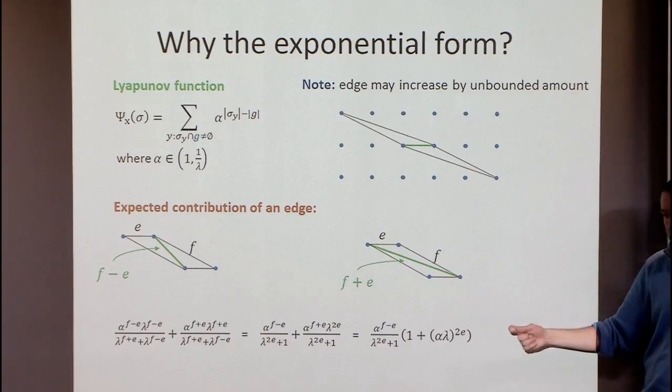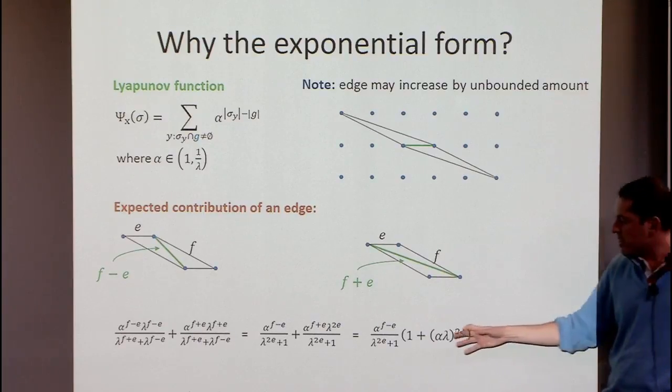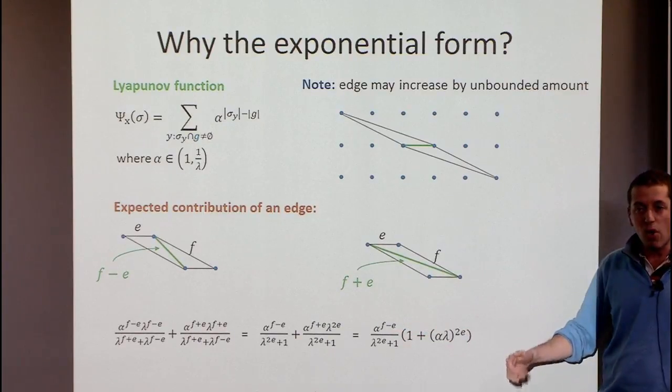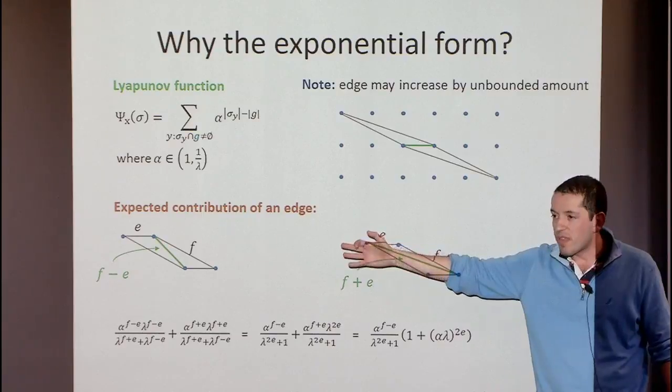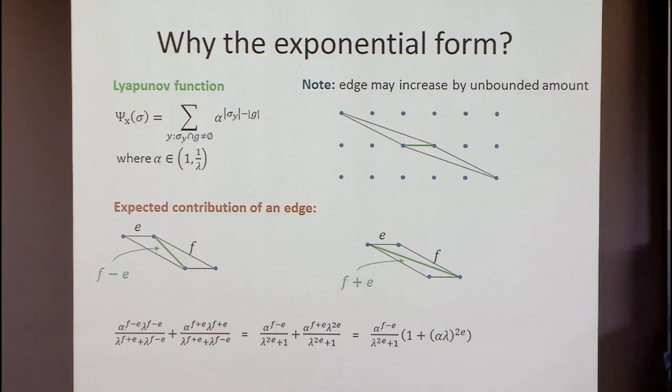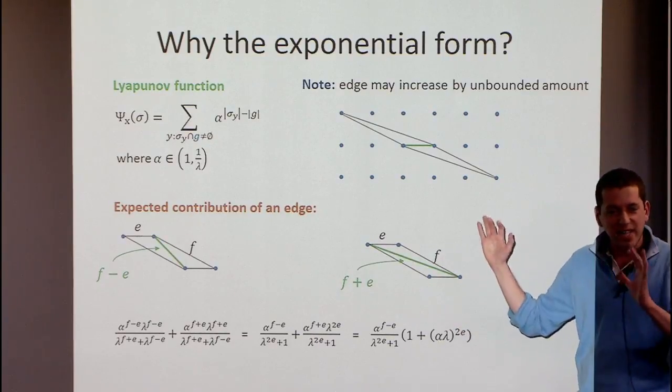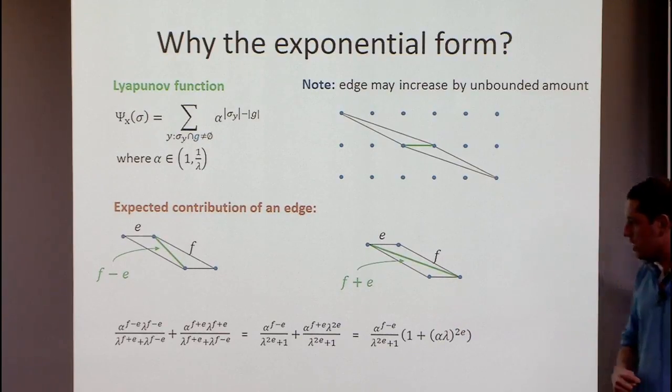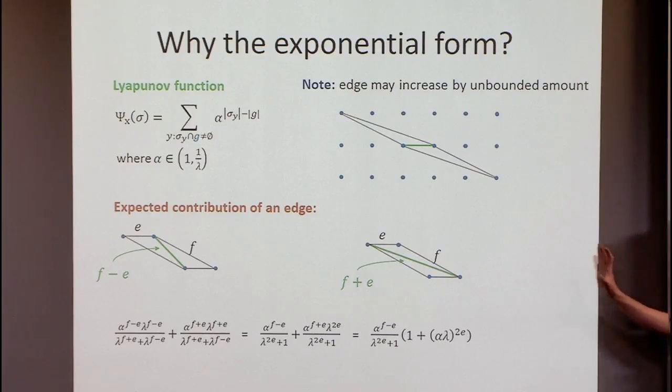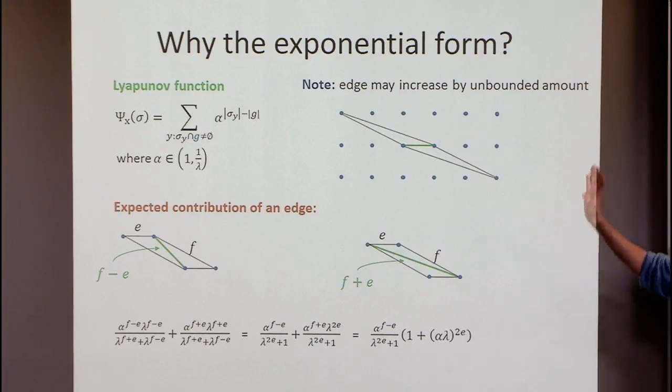So what it says is that this function, up to a constant, is just alpha to the F minus E. It only depends on the value of the edge before flipping. So it doesn't matter how big the edge becomes. This function absorbs the impact of this change, and it allows you to control this strange case.